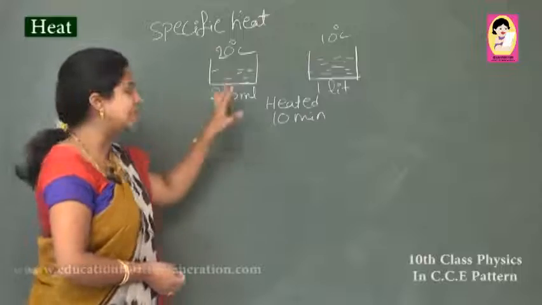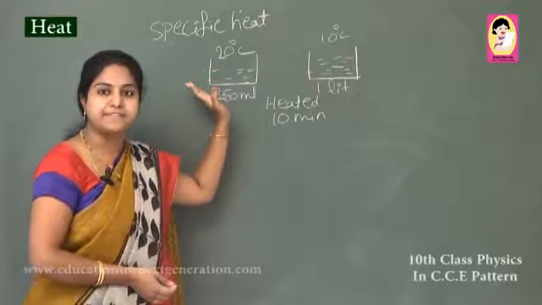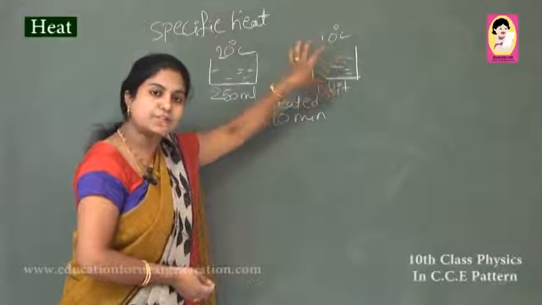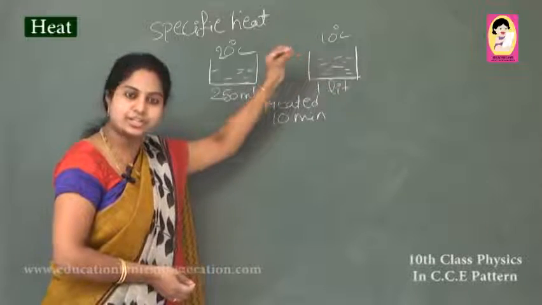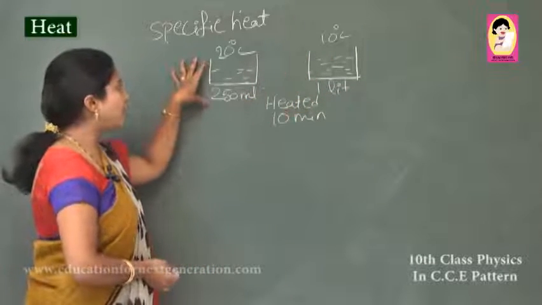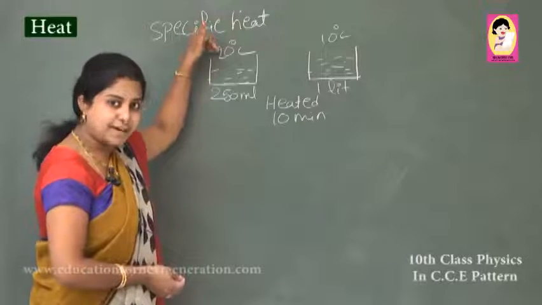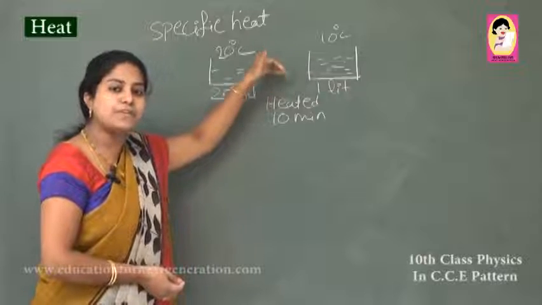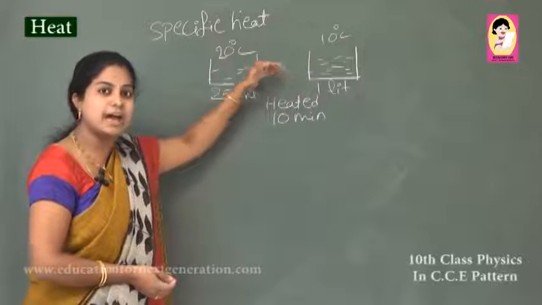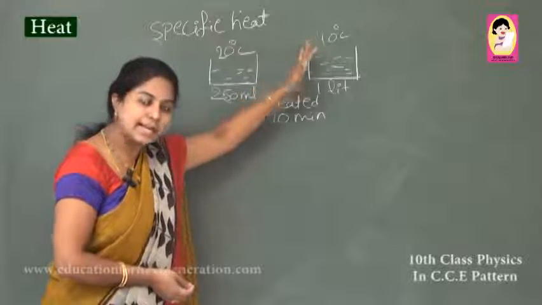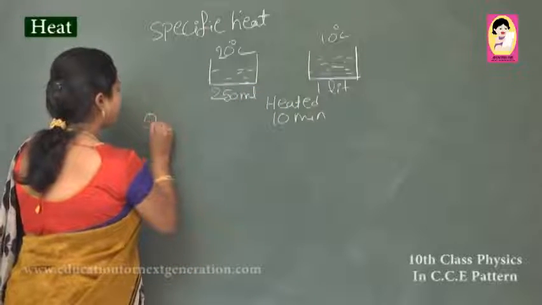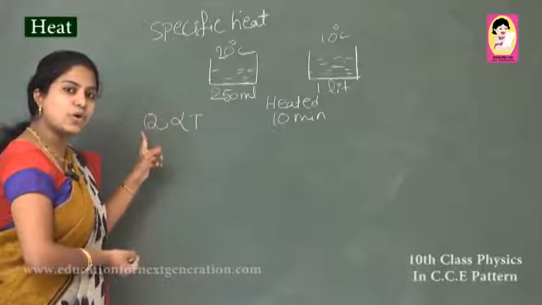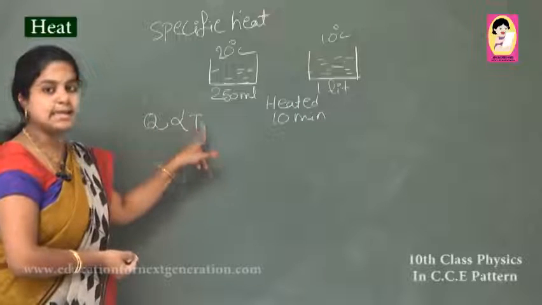Here the only change is that the mass of the solutions is different. Here we are taking 250 ml, here 1 liter. Because of that we are getting the temperature change. So the 250 ml water is getting heated faster than the 1 liter water. That means the amount of heat absorbed is higher for a high mass of substance. That can be indicated by Q is directly proportional to M, where Q is the heat absorbed.